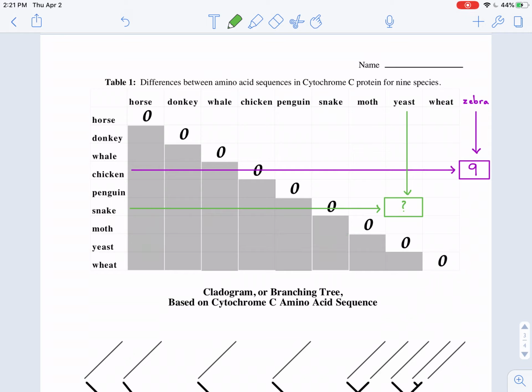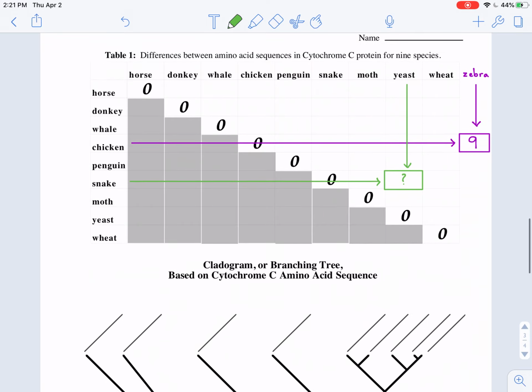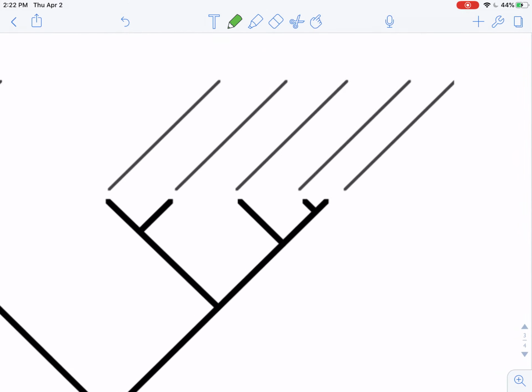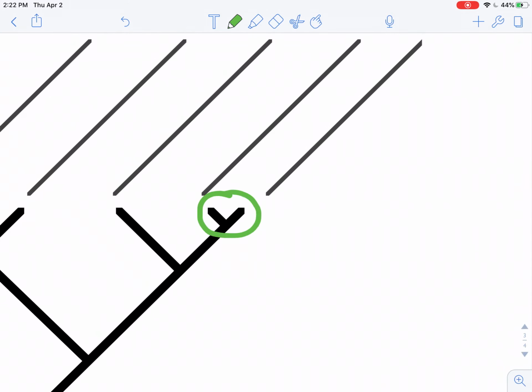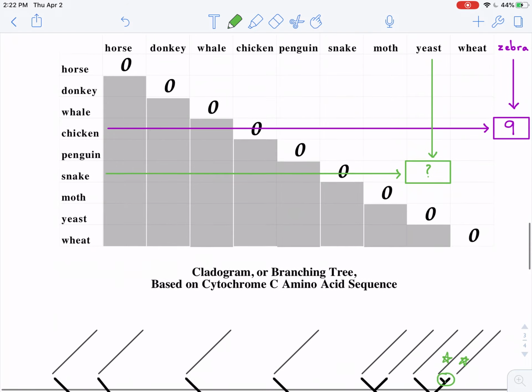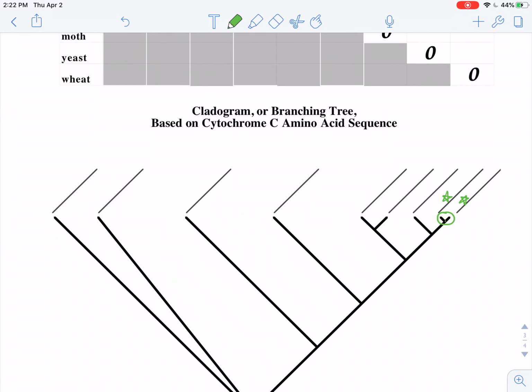Well, that's the approach you will take after figuring out how many differences there are between the cytochrome C protein of these various organisms. You're going to do your best to try to figure out where you would put them on this cladogram or branching tree. Like the directions above say, whichever ones have the fewest differences, that seems like it would suggest that they have the most recent common ancestor. These two organisms here share the most recent common ancestor. So this organism and this organism would be the two out of what you see in table 1 that are the most similar to each other.